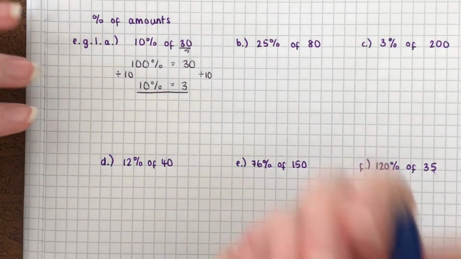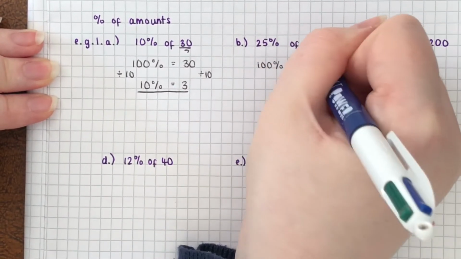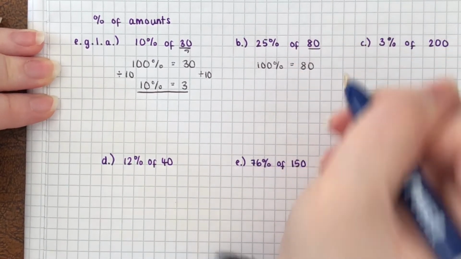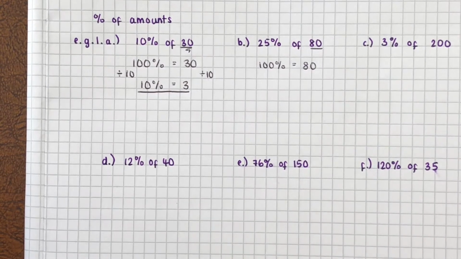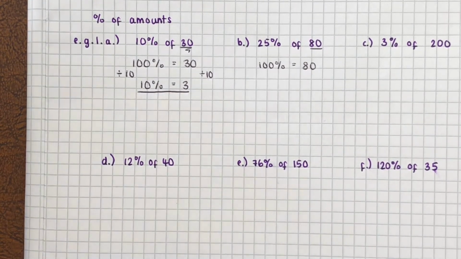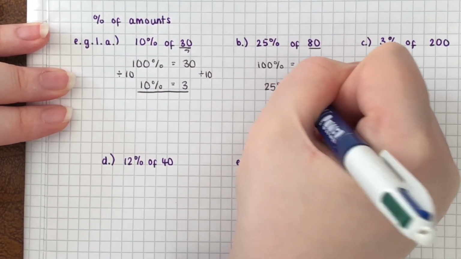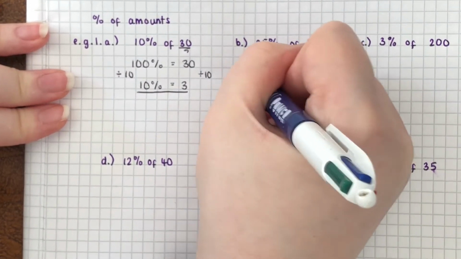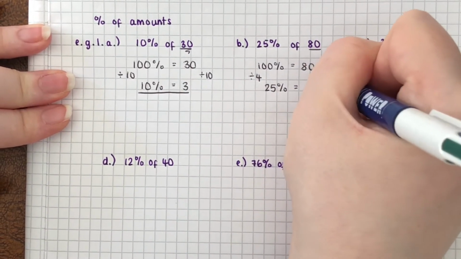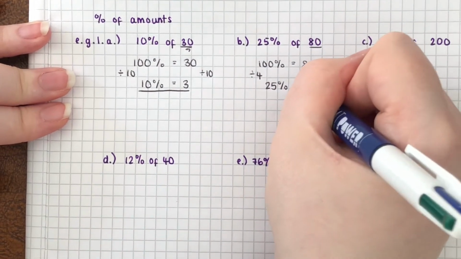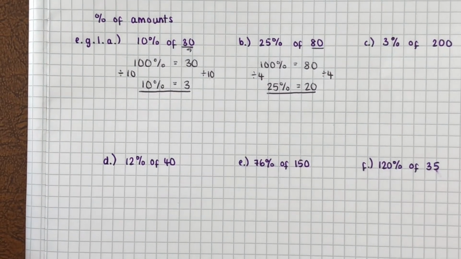Okay. For the next one, again, start off with 100% equals the number in the question, so 80. So you could find 20% and 5% and add them together. That's what we're going to do later on. We can actually get straight from 100 to 25 by dividing by 4. Okay, which means I also need to divide 80 by 4, which tells me then that 25% of 80 is 20.